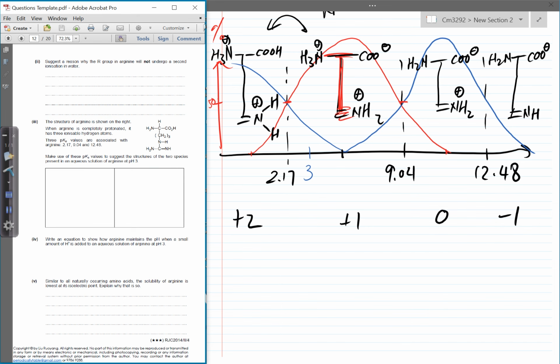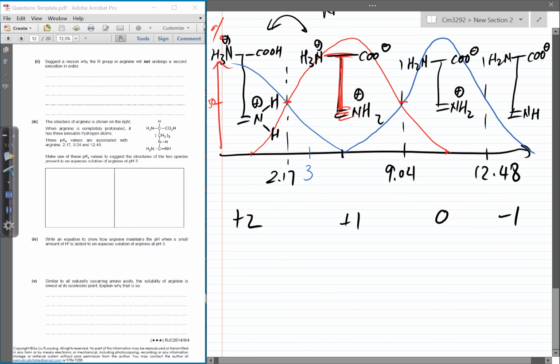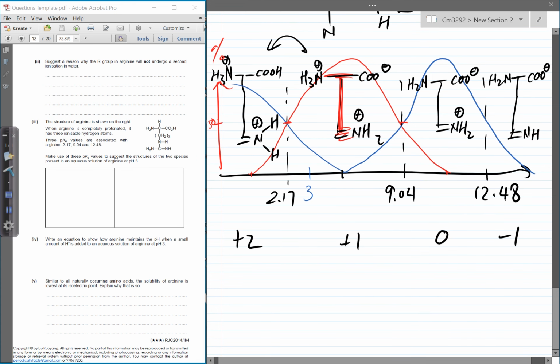So now write an equation to show how arginine maintains the pH when a small amount of acid is added to an aqueous solution of arginine at pH 3, right? So since you already established that we have these two forms, right? These two forms differ by only a H. So this is the same as, if you want to represent it, A minus, this is the same as HA, right? So I believe you know how to write the equation, right? The buffer equation if you add acid. If you add acid, A minus is going to react with it to form HA. So you just have to draw these species plus the H plus to become these species, right?